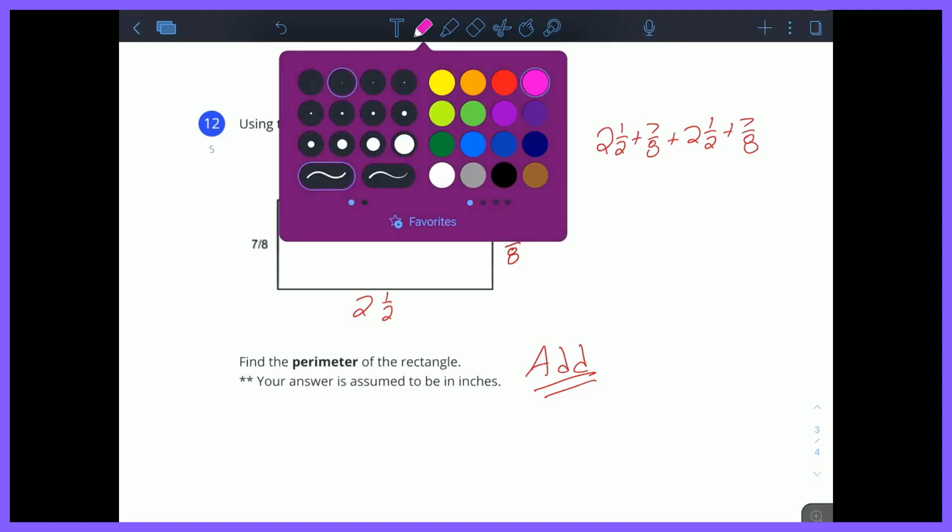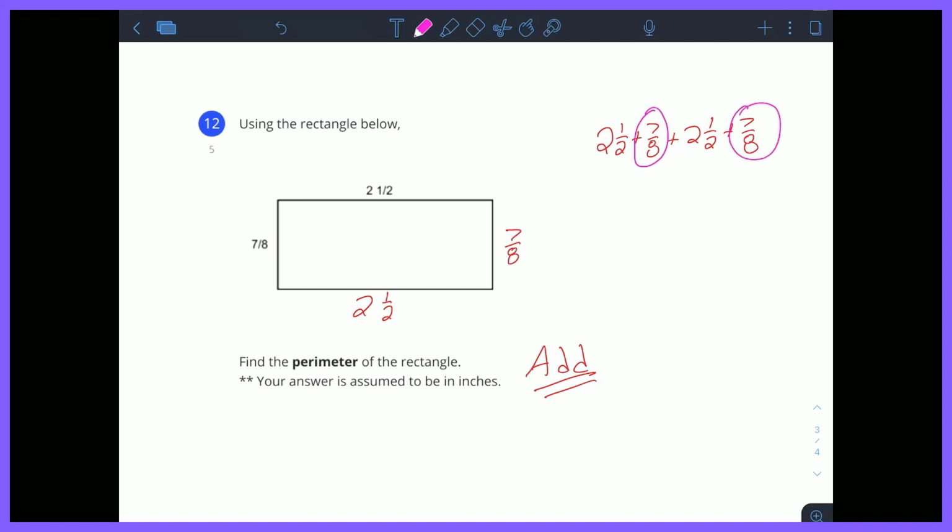Now in order to do this efficiently, I always recommend adding things that look the same together. So let's add the 7/8 together. 7/8 plus 7/8 is 14/8. Remember, when you're adding fractions and the denominators are the same, you just add the numerators. And then I'm going to add together 2.5 and 2.5. Well, 2 plus 2 makes 4, and a half plus a half is a whole. So 2.5 plus 2.5 is really 4 plus 1, which is 5.